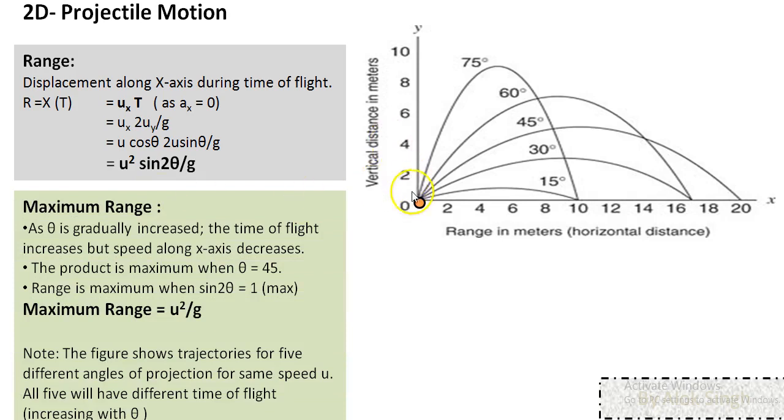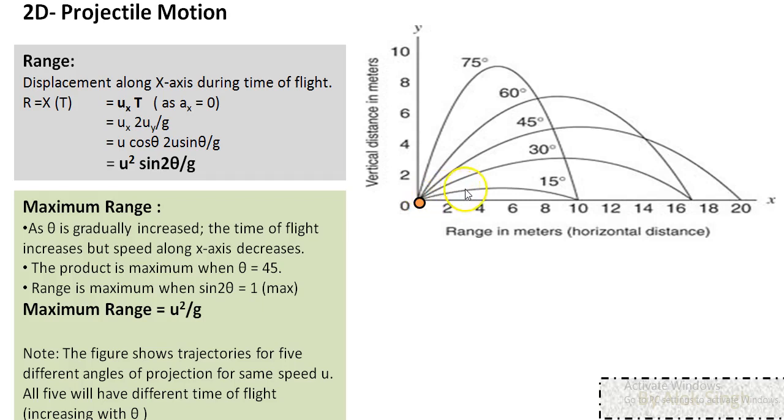Now, see what we have shown in this diagram. Suppose you have a toy gun which projects a bullet at a constant speed. The speed of projection is constant. You go to an open ground and you fire the bullet at different angles.